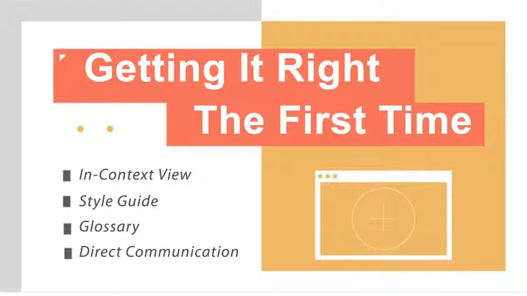First one, and arguably most important, is in-context view. The value of seeing global content translated and localized right in front of you as you make edits cannot be overstated. In-context translation and review allows for faster, more efficient collaboration on content projects, as the user can see how their updates and edits will look on your screen and on their screen, your translator's screen, in real time.